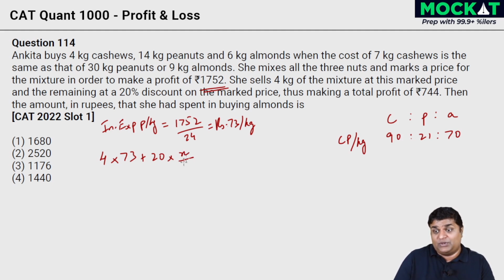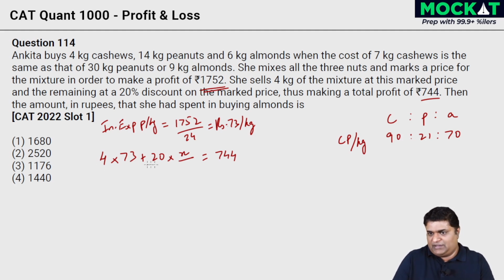The remaining 20 are sold at the reduced profit, and that results in the total profit being just 744 rupees, right? 4 into 73, right? Full amount of profit realized over here. Remaining 20 was sold at a reduced price. Therefore, the profit reduced to some value per kg. We don't know that. Let's find that out, right?